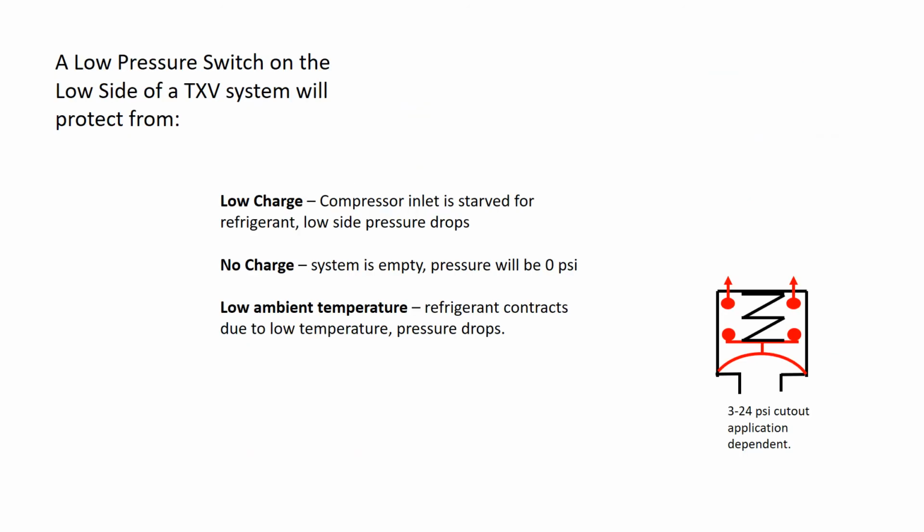So in summary, a low pressure switch on the low side of a thermal expansion valve system is going to protect us from low charge, no charge, and give us double protection from low ambient temperature. And a good generic across-the-board cutout pressure for these switches is somewhere between 3 and 24, depending on the truck, depending on the system.